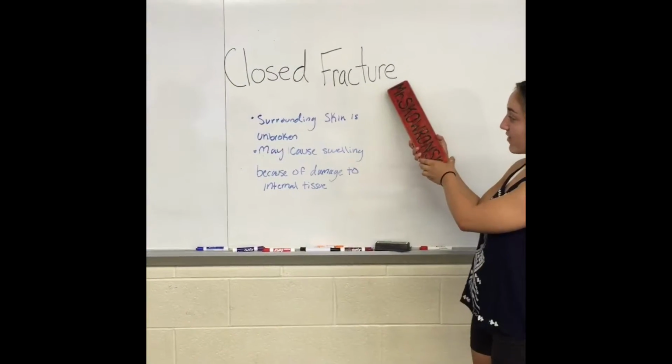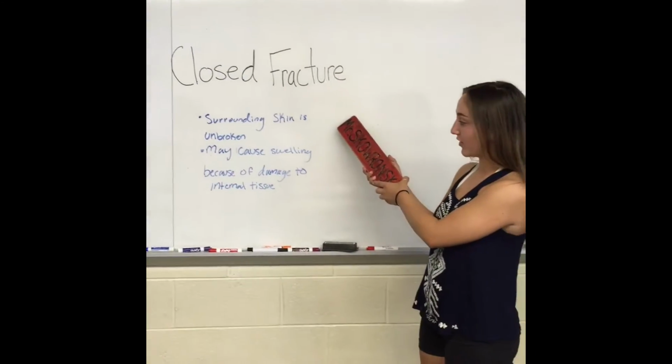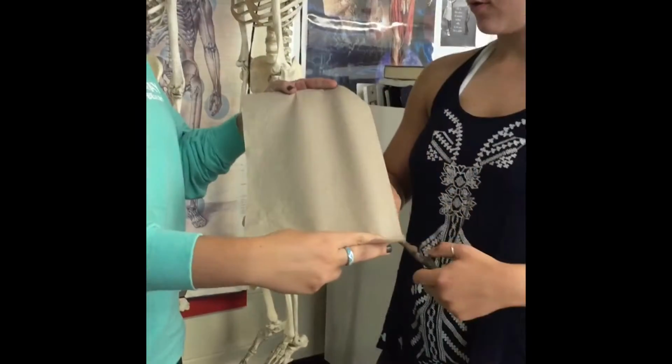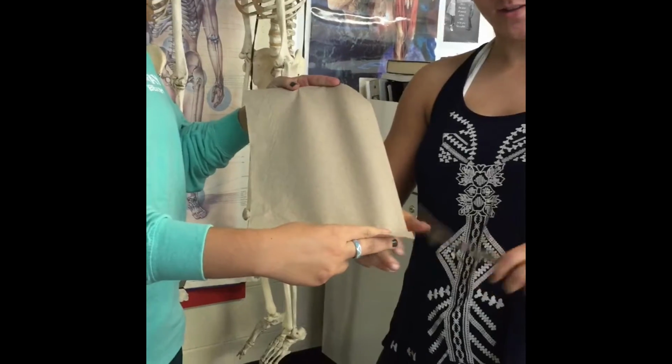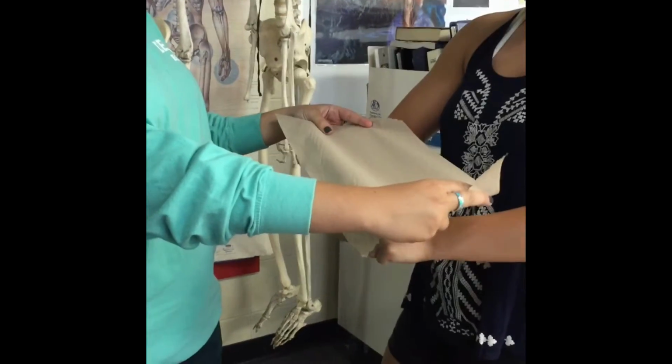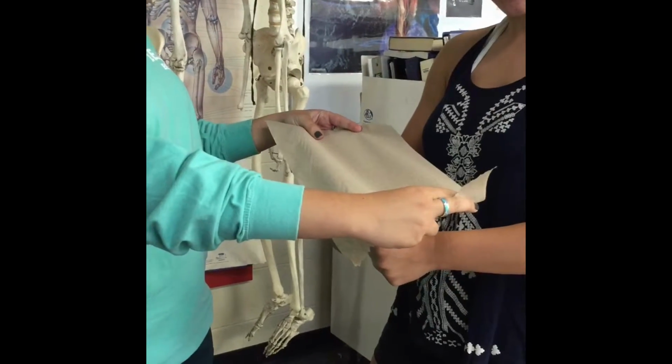During a closed fracture, the surrounding skin is unbroken. It may cause swelling because of damage to internal tissue. So this is a closed fracture, the stick being the bone and paper towel being the skin. When the bone breaks, it's broken but doesn't go through the skin. Look at that fracture.